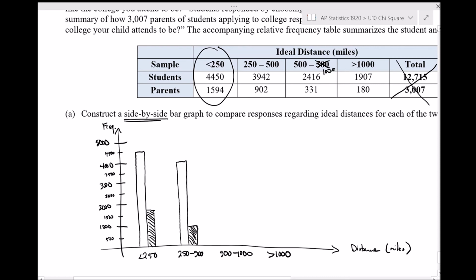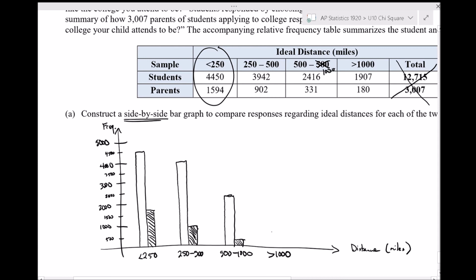500 to 1,000, that was a typo. That should be 1,000. So that's 2,416, so close to the 2,500 mark. Somewhere around here, so I'm just eyeballing it. And the 331. 331 is somewhere way down here. And that one's shaded in.